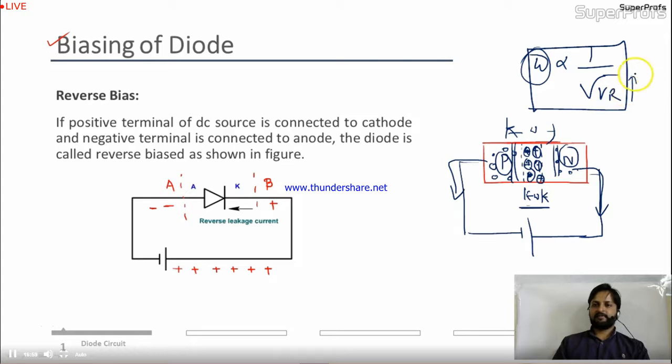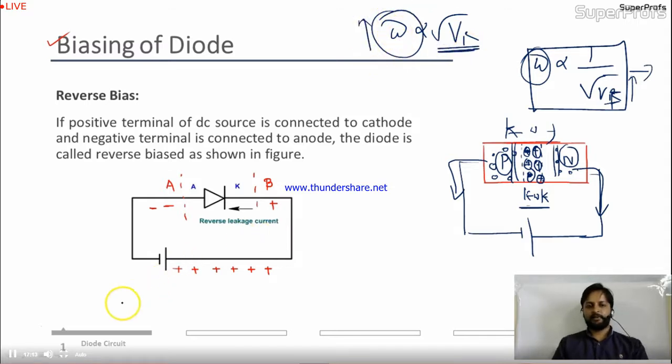I'm sorry, this is for the forward condition. This is VF. In the reverse bias, the depletion width W is directly proportional to the square root of VR. When you increase the reverse bias voltage, your W will increase. Is it okay to you?